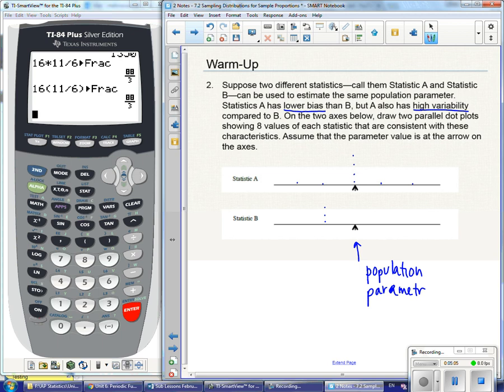They're really spread out. When I'm dealing with the second one, it's got high bias, but it's going to have low variability. So I'm going to go ahead and put my 4 dots here and then 2 dots on either side that are really close. And obviously, there's an infinite number of ways that you can draw these graphs, but you want to make sure that A has a center around that arrow and B is off center. And then for A, you want to make sure that the dots are really spread out, whereas in B, they're going to be pretty close together.